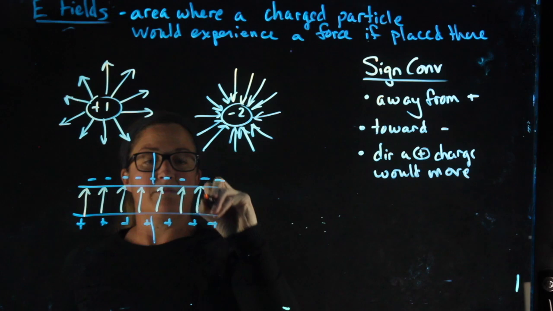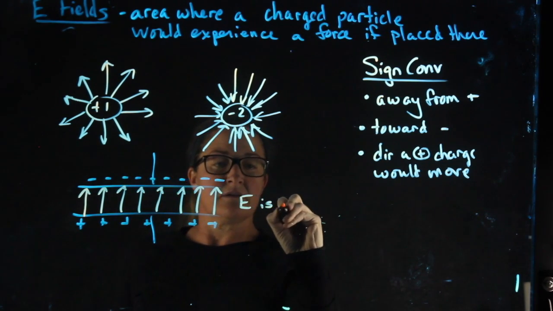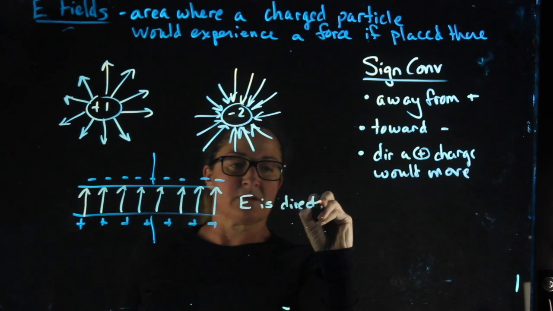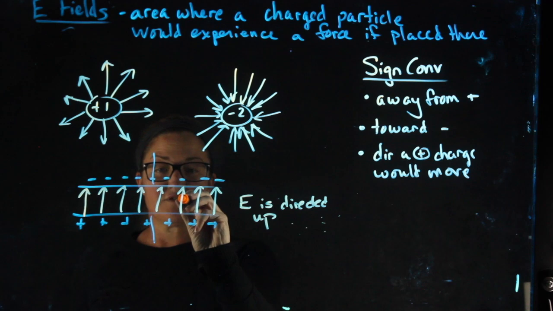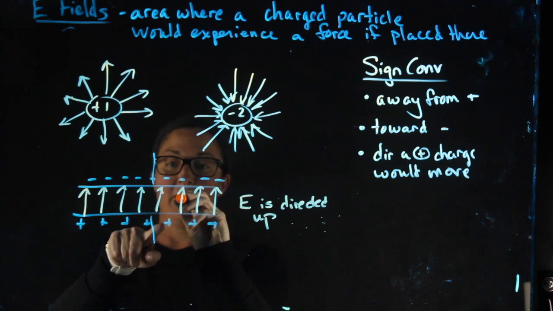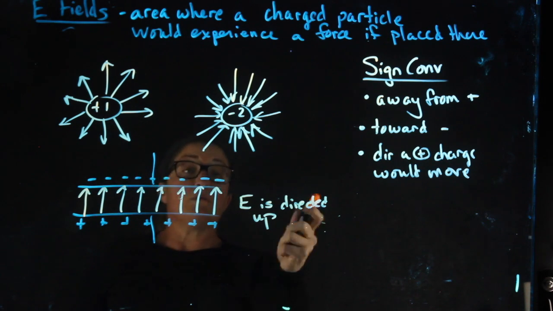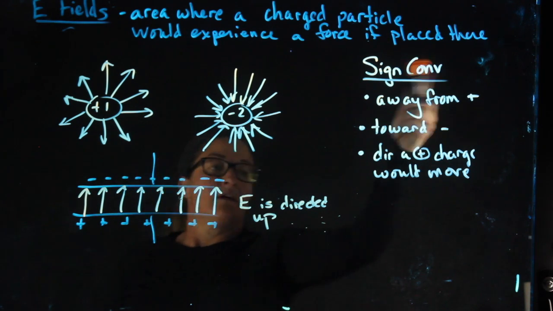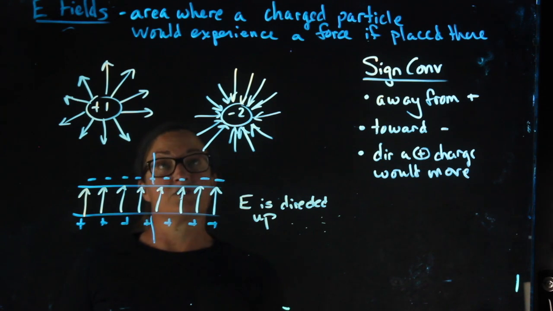In this problem, the E field is directed upward. If I place a positive charge here, it will indeed be repelled from positive and move toward negative. We will use these sign conventions in the direction of the E field to determine the direction of forces acting on charged particles.